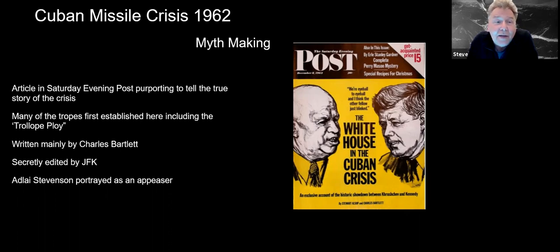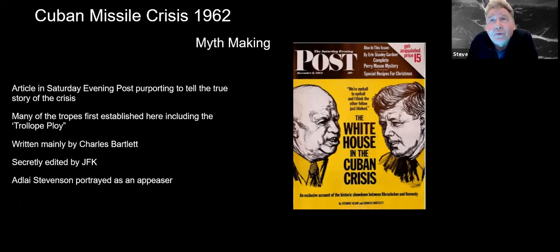This was written mainly by Charles Bartlett, who is, as said earlier, a good friend of the family. It was actually commissioned by the Kennedys, and before it was published, it was edited by JFK. So in a lot of ways, it's the Kennedys' own version of what happened to portray them as the great diplomats, etc. In fact, most of it is complete hogwash.